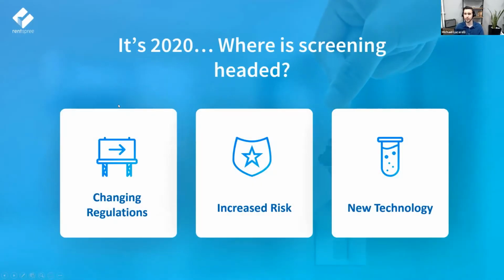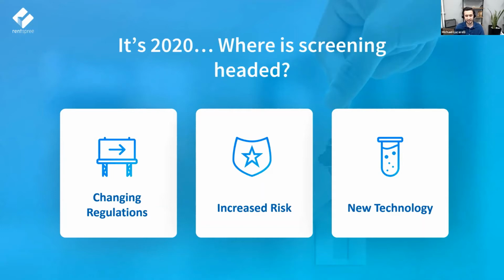So to start off, it's 2020, where is screening headed? What we're seeing is really a lot of changing regulations out in the screening industry, which make it more important than ever to have a set screening process. Using something that's uniform helps you really to keep on the same path as you go forth and do screening, maybe for multiple properties and for multiple tenants.